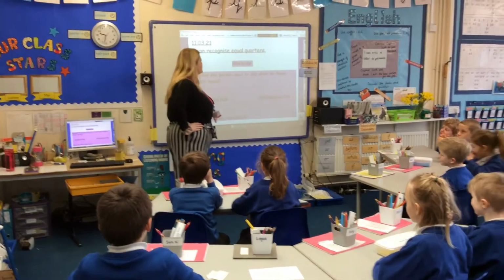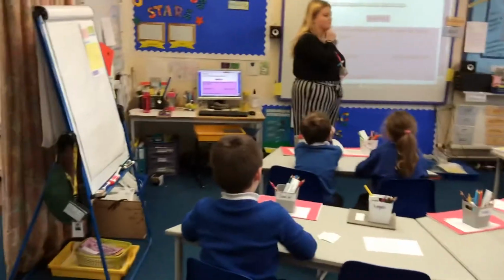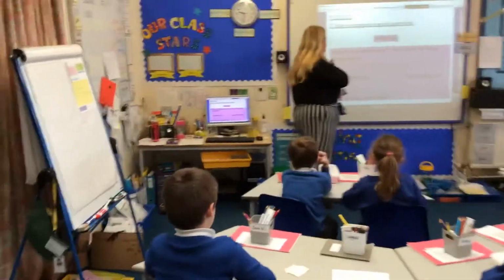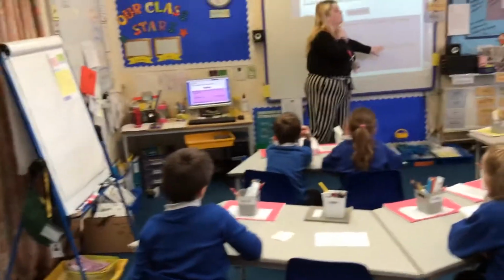Today we're going to be looking at recognising equal shares. So, our warm up today, we need to remind the person next to you what these two words mean.